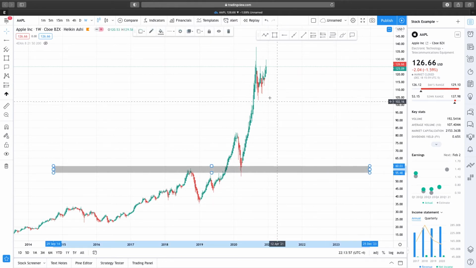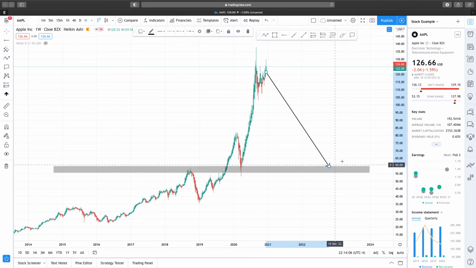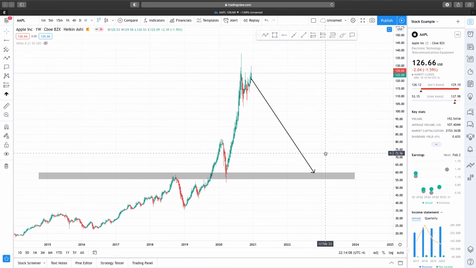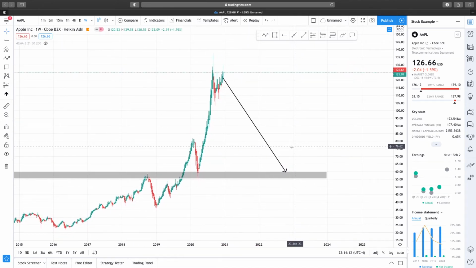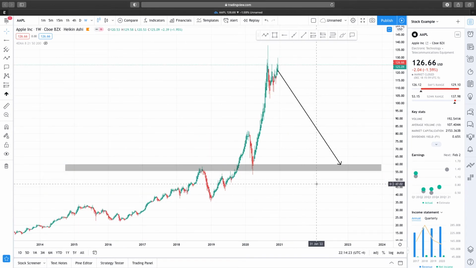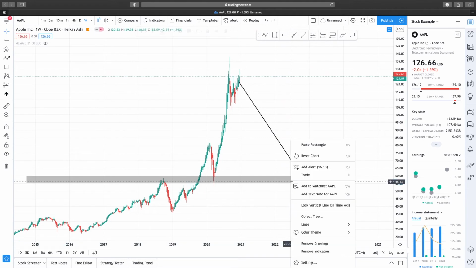So if price was to, for some strange reason, fall all the way back down to this $55 to $60 level, I would be looking for buy opportunities in this stock because Apple is such a strong company. However, I don't think that we will be seeing this price level for a very long time just because of the way the market's going right now. However, we can still identify this as a major supply and demand zone that does exist in the Apple chart.